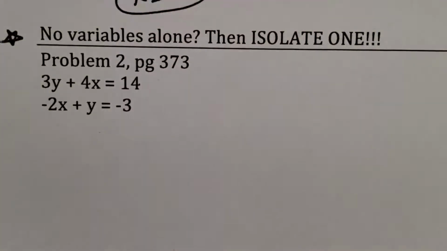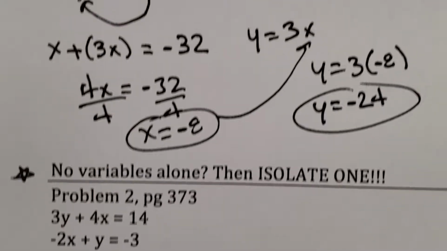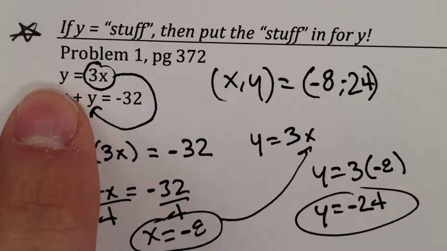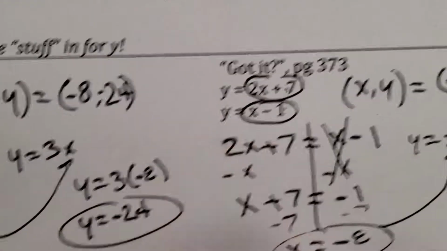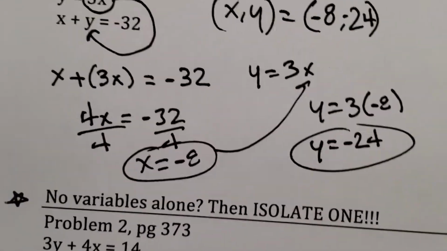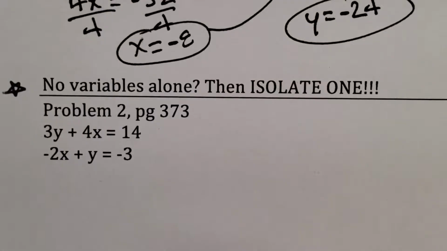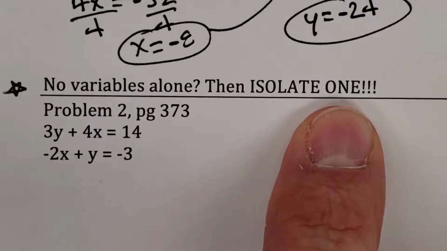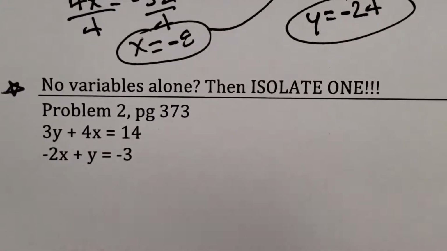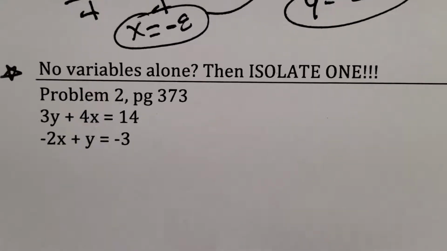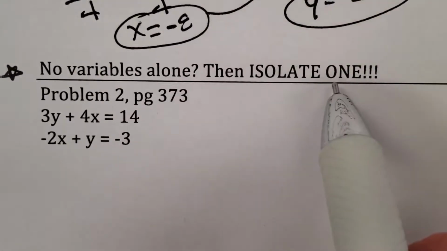All right, the next flavor of questions that you're going to see are as follows. It's when you don't have a variable alone. So this whole substitution only works when a variable is alone. Now you don't have a variable that is alone. So what do you need to do? Make one be alone. You've got to isolate one. Isolate it, okay?